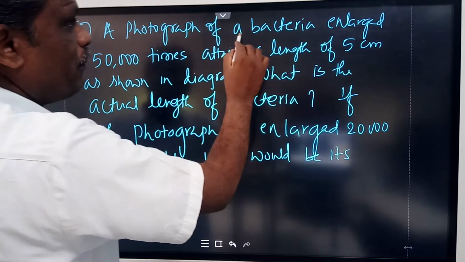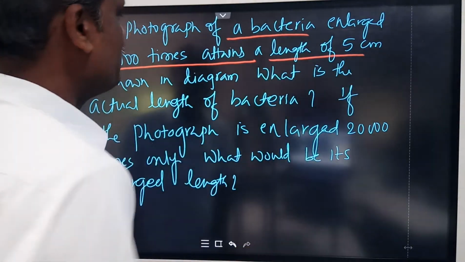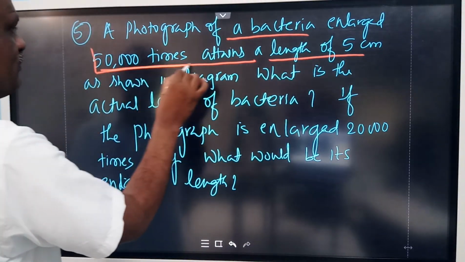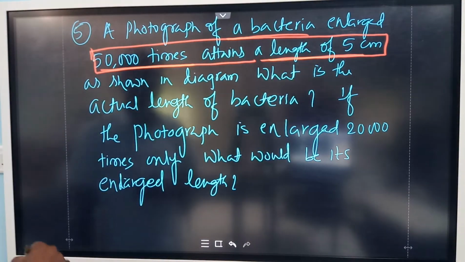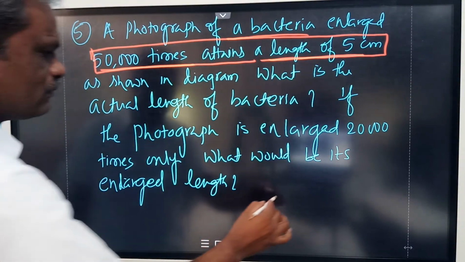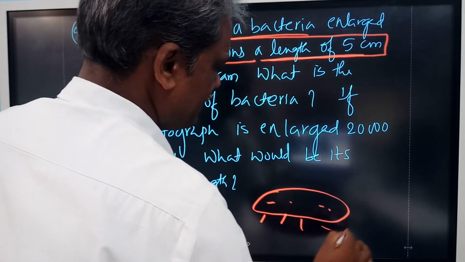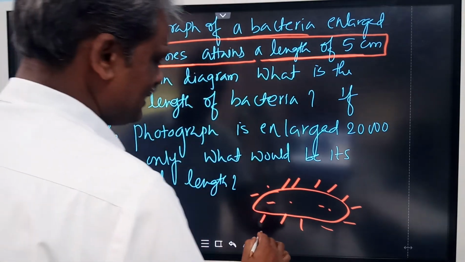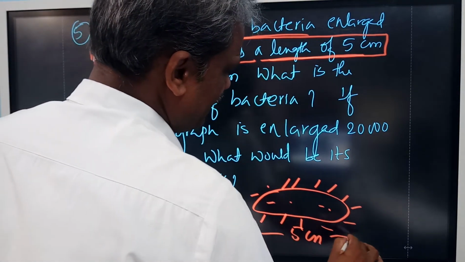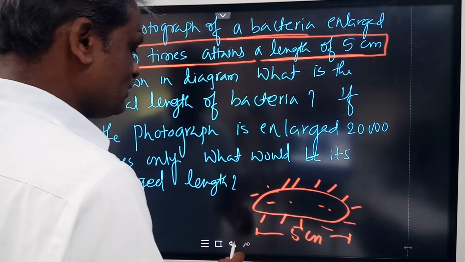A photograph of a bacteria enlarged 50,000 times attains a length of 5 cm. When it is enlarged 50,000 times, it attains a length of 5 cm. This is all the information you are getting, as shown in the diagram. So this is the diagram of a bacteria. It is enlarged to 50,000 times. It is attaining 5 cm in length. This is 5 cm length. So it is enlarged 50,000 times.